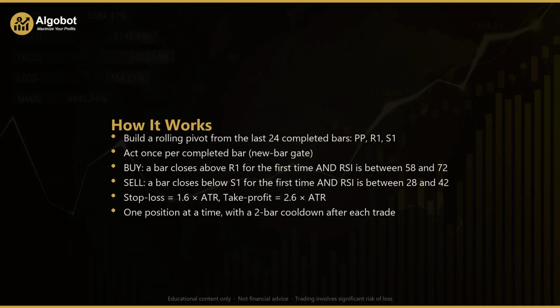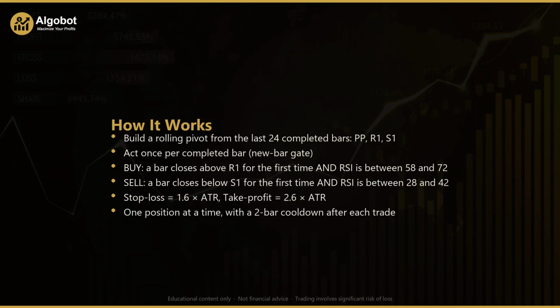Next comes the entry test. For a long, the strategy looks for a fresh cross. The bar before the breakout must have closed at or below R1, and the breakout bar must close above R1. That word fresh matters. It only acts the first time price closes through the level, not on every bar that stays above it. On top of that, RSI must confirm momentum. The strategy uses a trigger of 8 and a cap of 22 around the 50 midline. In practice, that means RSI needs to sit between 58 and 72. Above 58 shows real bullish momentum. Below 72 means it isn't already overextended.